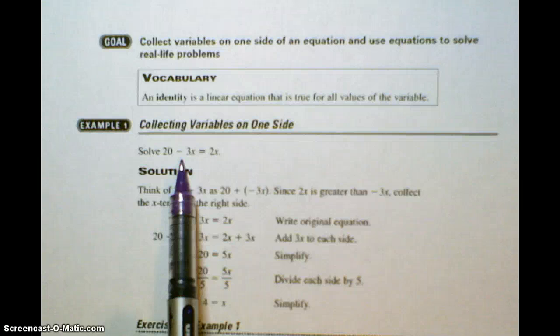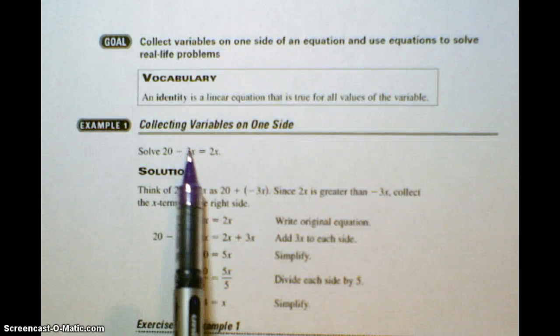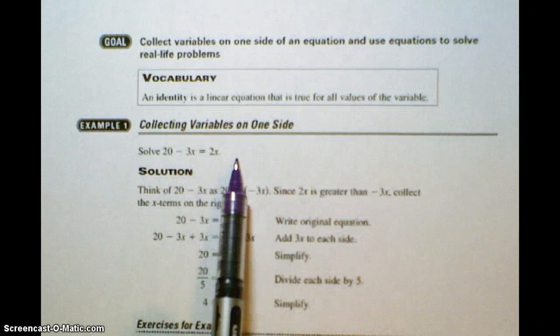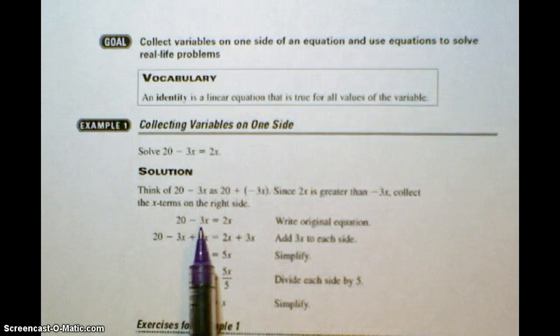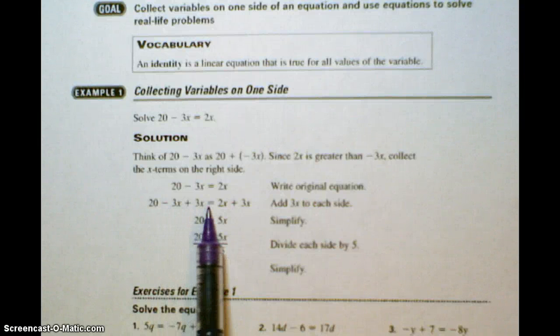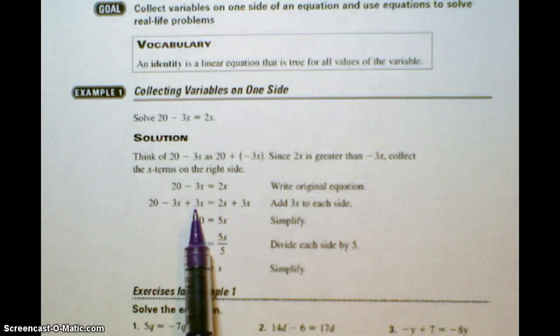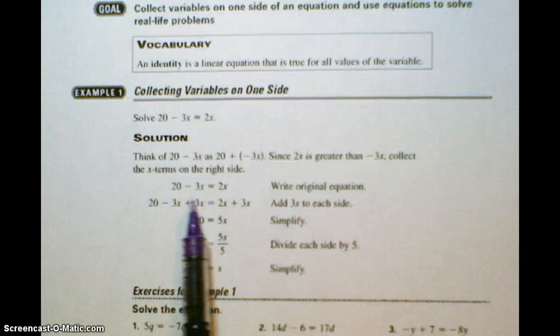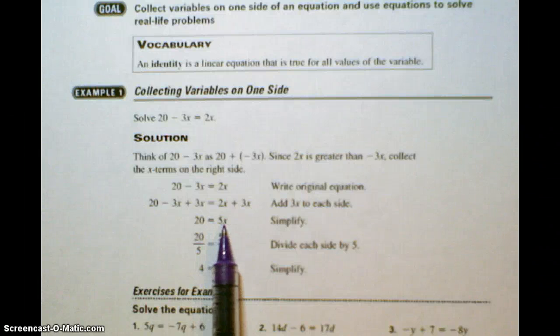So we're going to add the inverse, or add the opposite, in order to zero this out. And remember, whatever I do to one side, I must do to the other. Going down to the original problem, to get rid of negative 3x, we add 3x, and whatever we do on one side, we must do to the other. Combining like terms, this produces 0, leaving 20, and this equals 2x plus 3x is 5x.